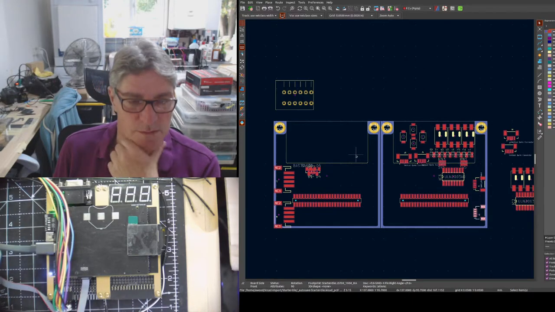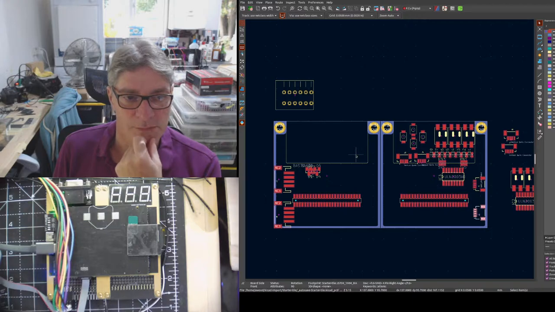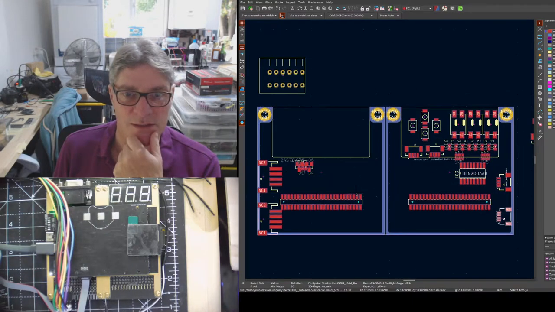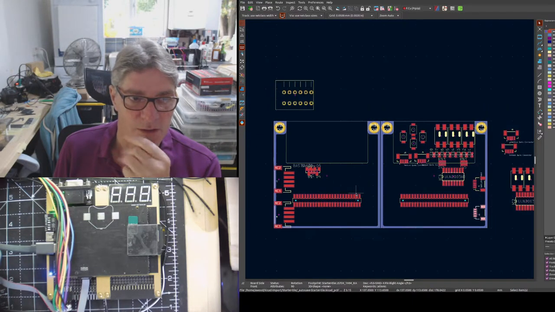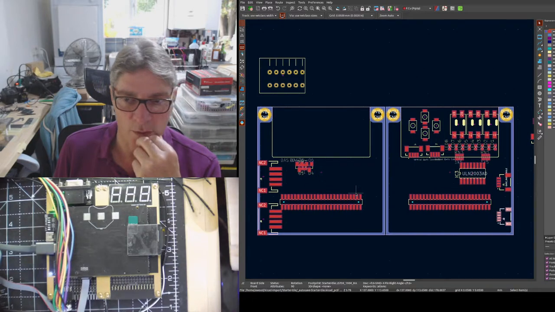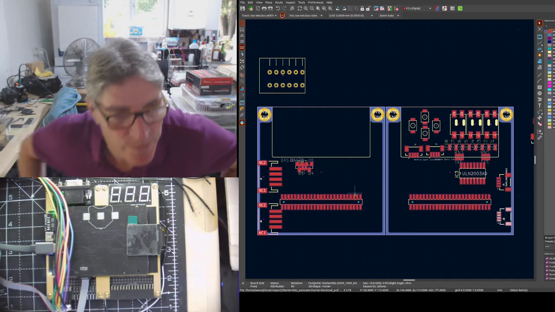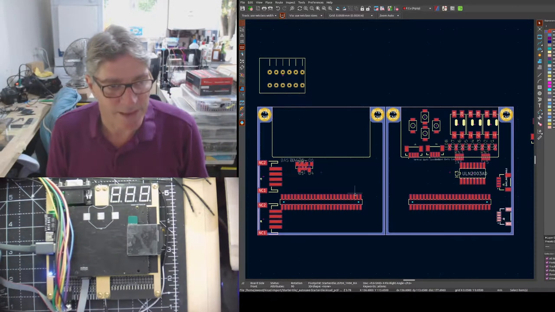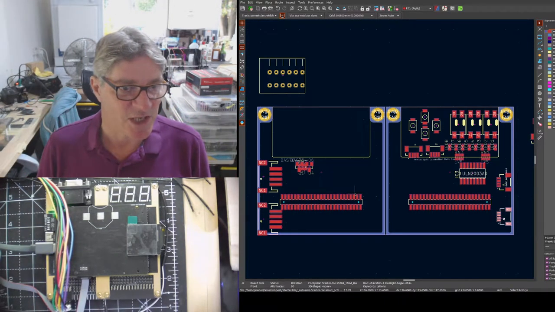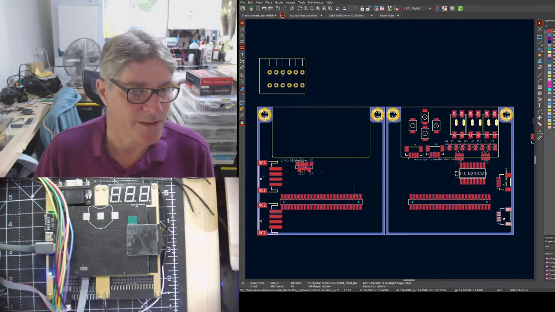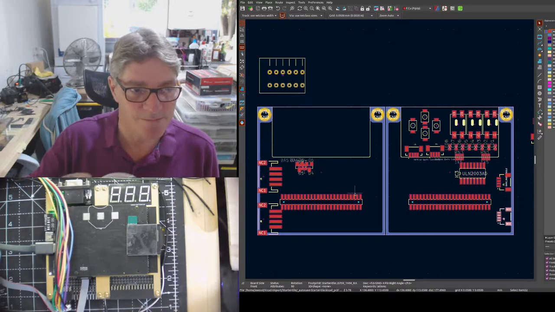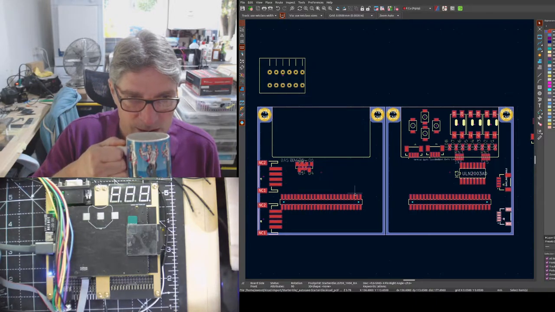But I'm not sure that that's the best answer. So, ideas please, folks. What do we put here? What's good when you're starting to play around with the FPGAs, etc.? Laurie says, you could put four more buttons, make it work for gaming.